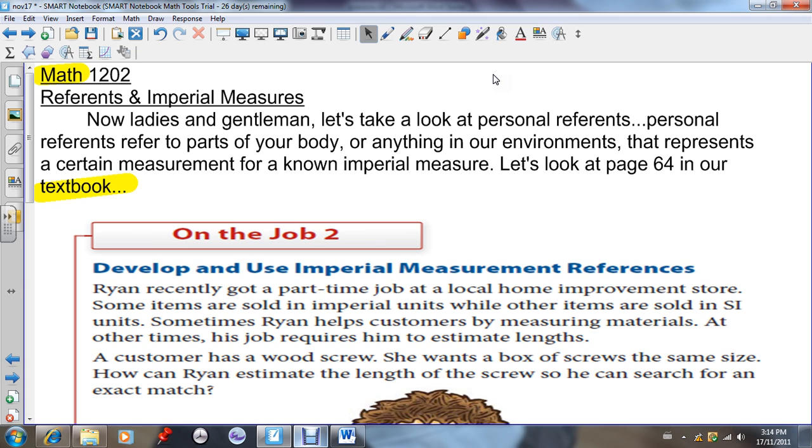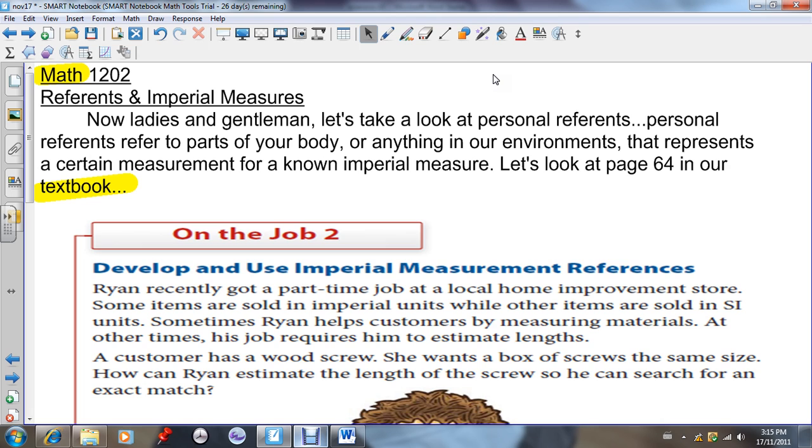You're going to see a little bit later on how we can develop different references, say like a thumb unit, or a thumb width, or an arm length, or a foot length, that will stand for different measures in the imperial system. Now, the real question is, though, are these exact? And we'll see later on that not everybody's foot is actually a foot. Get it?